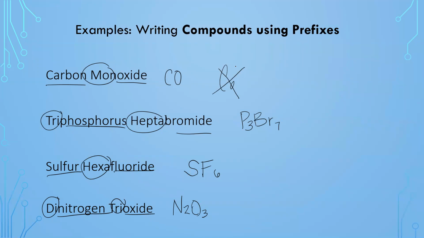So once again, this rule is much easier than it was in the previous section because the prefixes are given to you in the name. You don't have to consult that special combination chart, and all you do is just write the symbols, write the prefix as the subscript. No checking of charges. So this will probably be the easiest rule of this section.